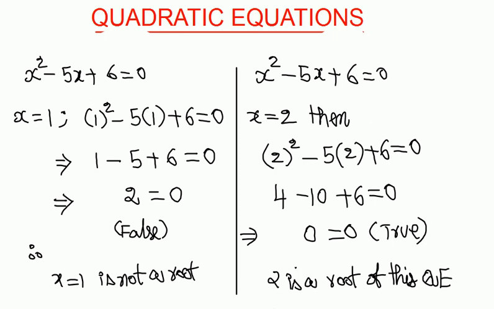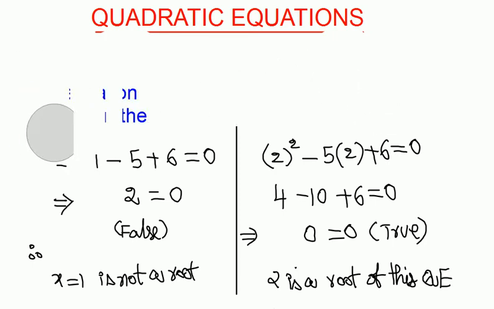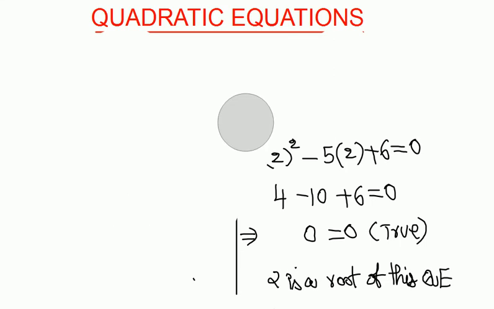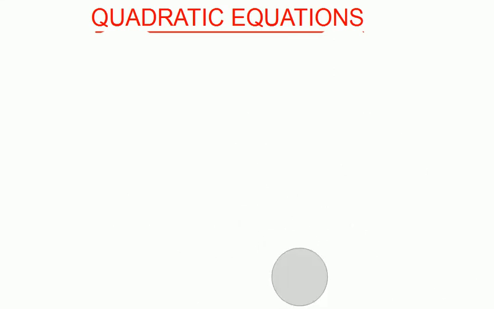So what is meant by a root? That means a complex number alpha is said to be a root of a quadratic equation ax square plus bx plus c is equal to 0. So here I am taking ax square plus bx plus c is equal to 0.